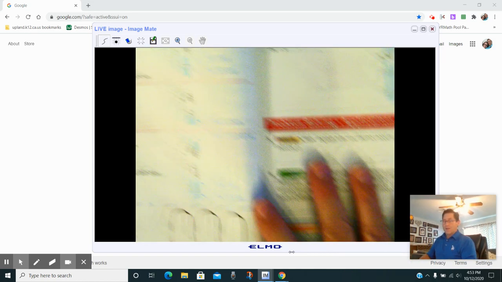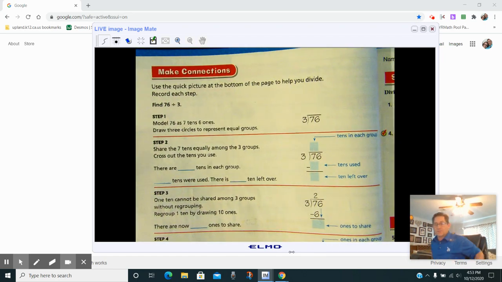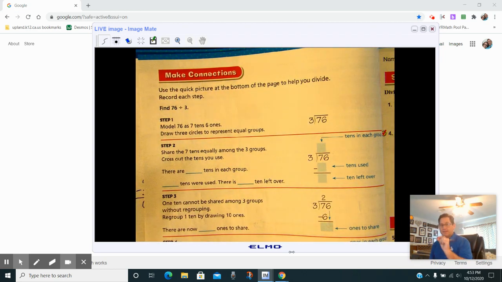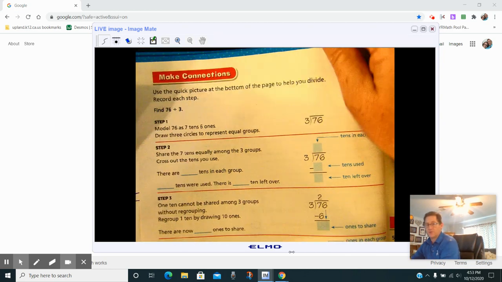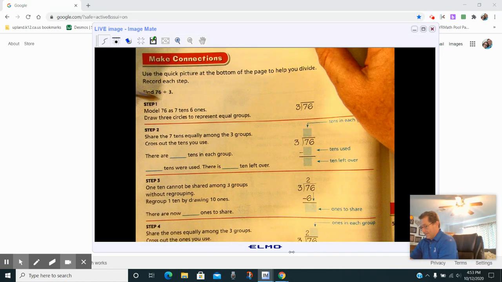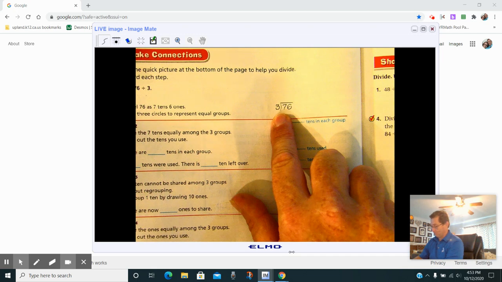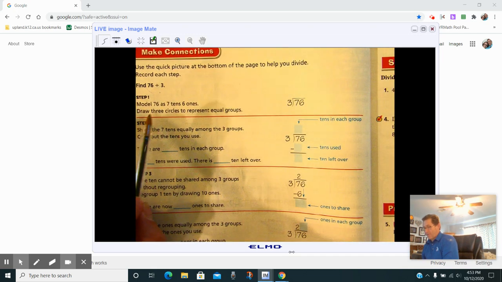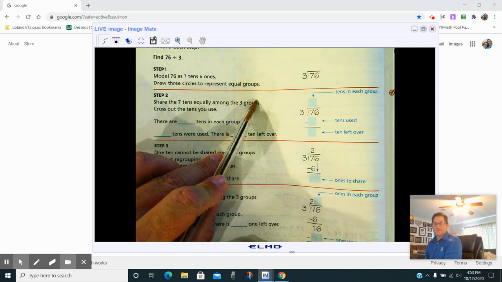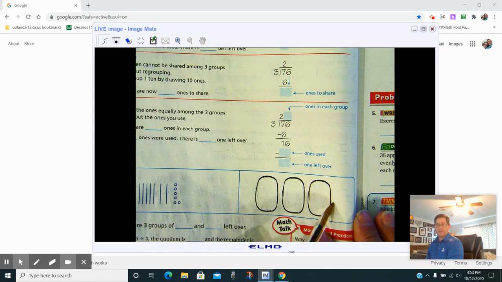So we can also use quick pictures. Okay, that's what I was talking about when you could draw the lines for representing the 10 rods and circles or squares for the cubes to represent the ones. And so we're going to do that to find 76 divided by 3. So first we're going to rewrite it as 76 divided by 3. And we're going to need to draw 3 circles to represent the 3 groups. So here's our 3 circles. Okay, our 3 groups. And this is our model for 76.